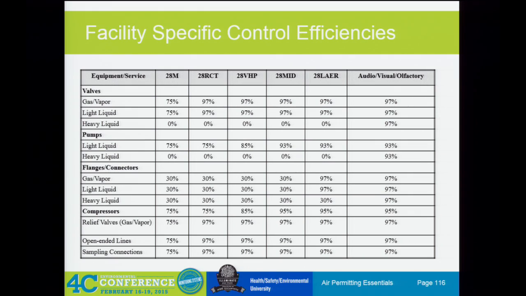I think LDAR gets super nitty gritty, but it will substantially contribute to emissions of certain projects. So sometimes digging down is important.